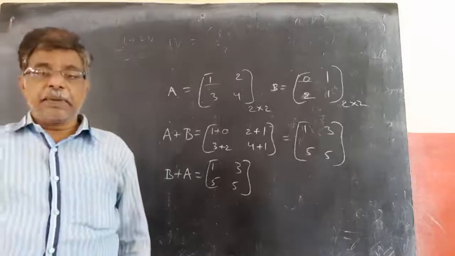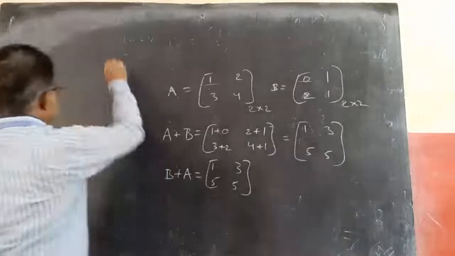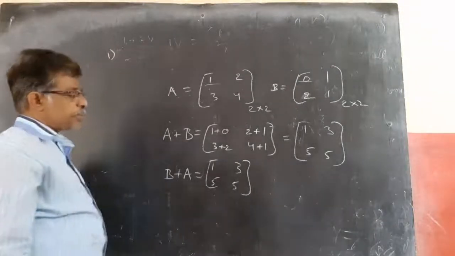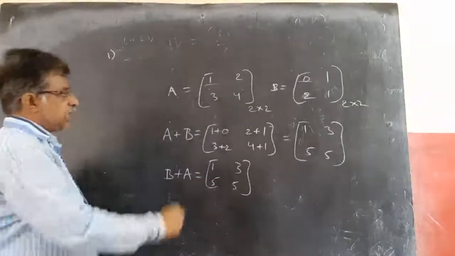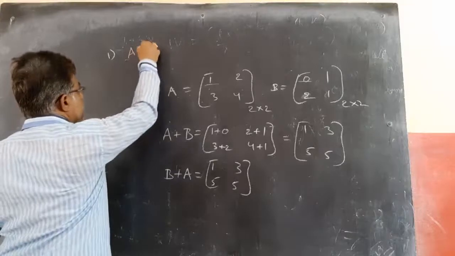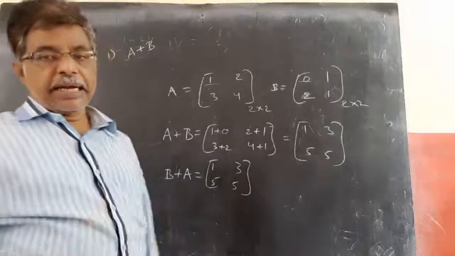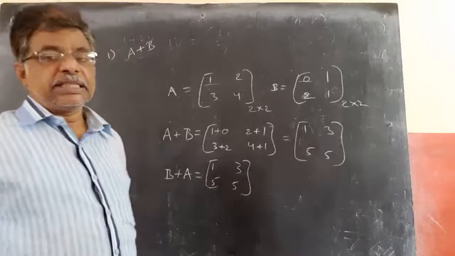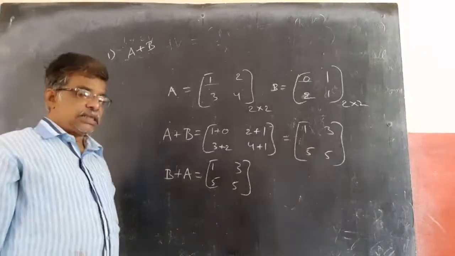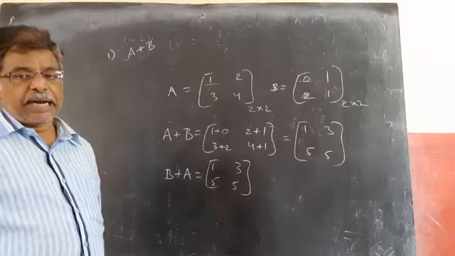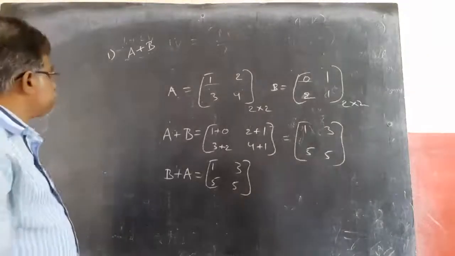Now this is addition. Now we will discuss the properties of addition. Number 1, the first property, we will call it the closure property. Closure property means if A and B are two matrices of order m by n, then A plus B is also a matrix of the same order m by n.